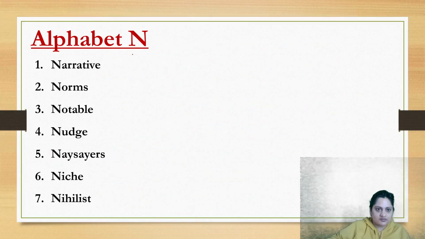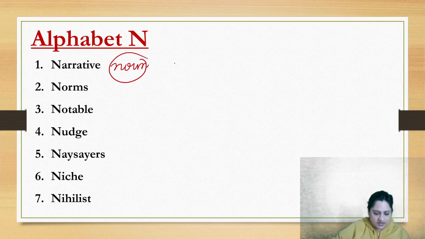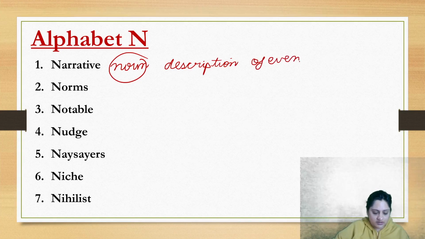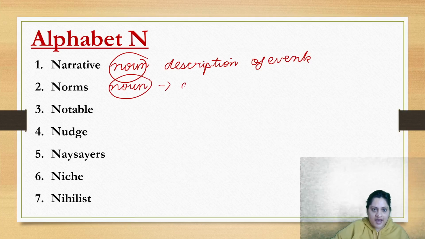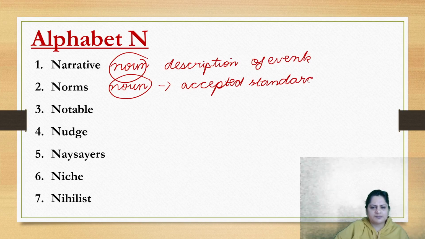Next, words starting with N. Narrative. What is a narrative? Basically the description of events in a story is a narrative. Norms is again a noun: something that is usual, an accepted standard of behavior. An accepted way of doing something is a norm.